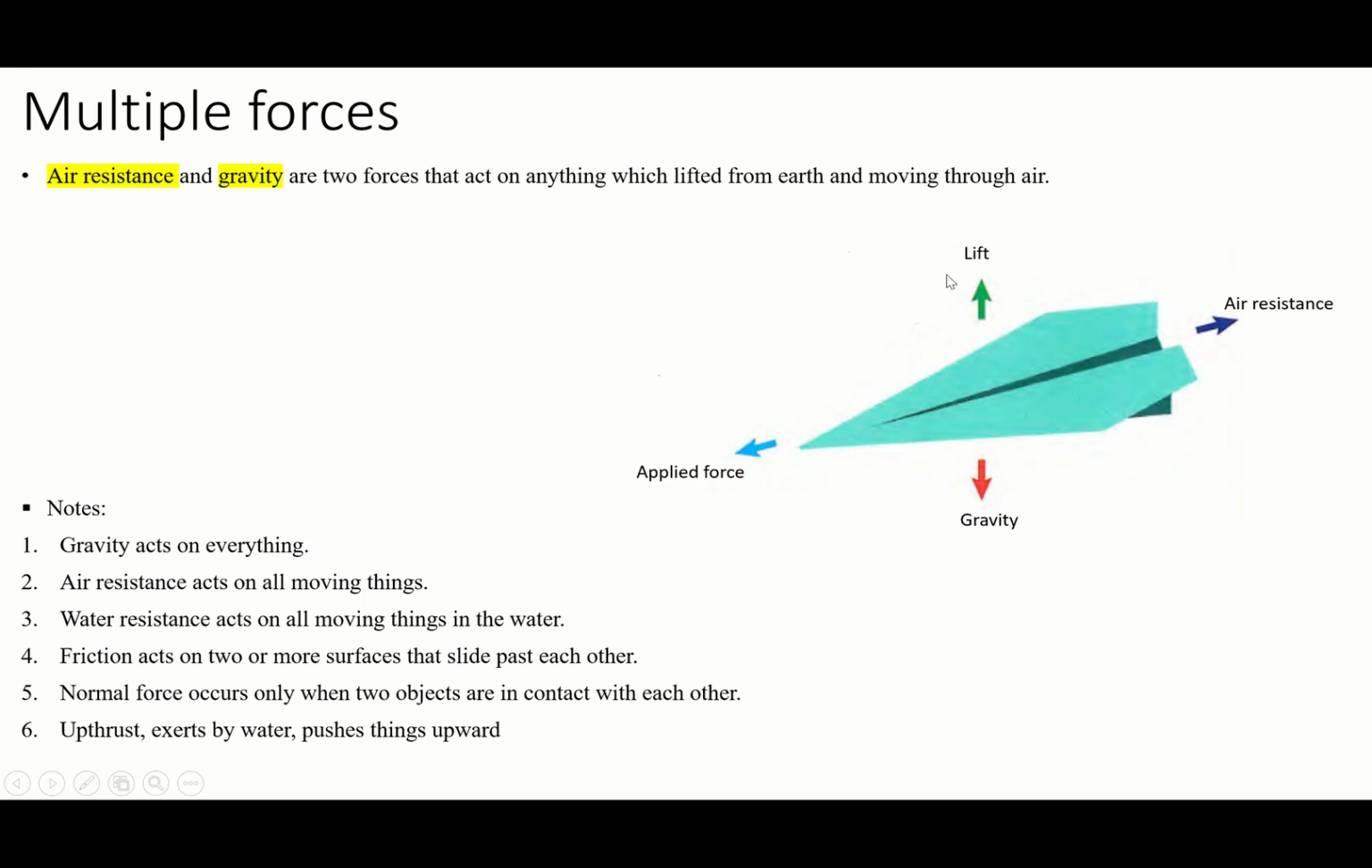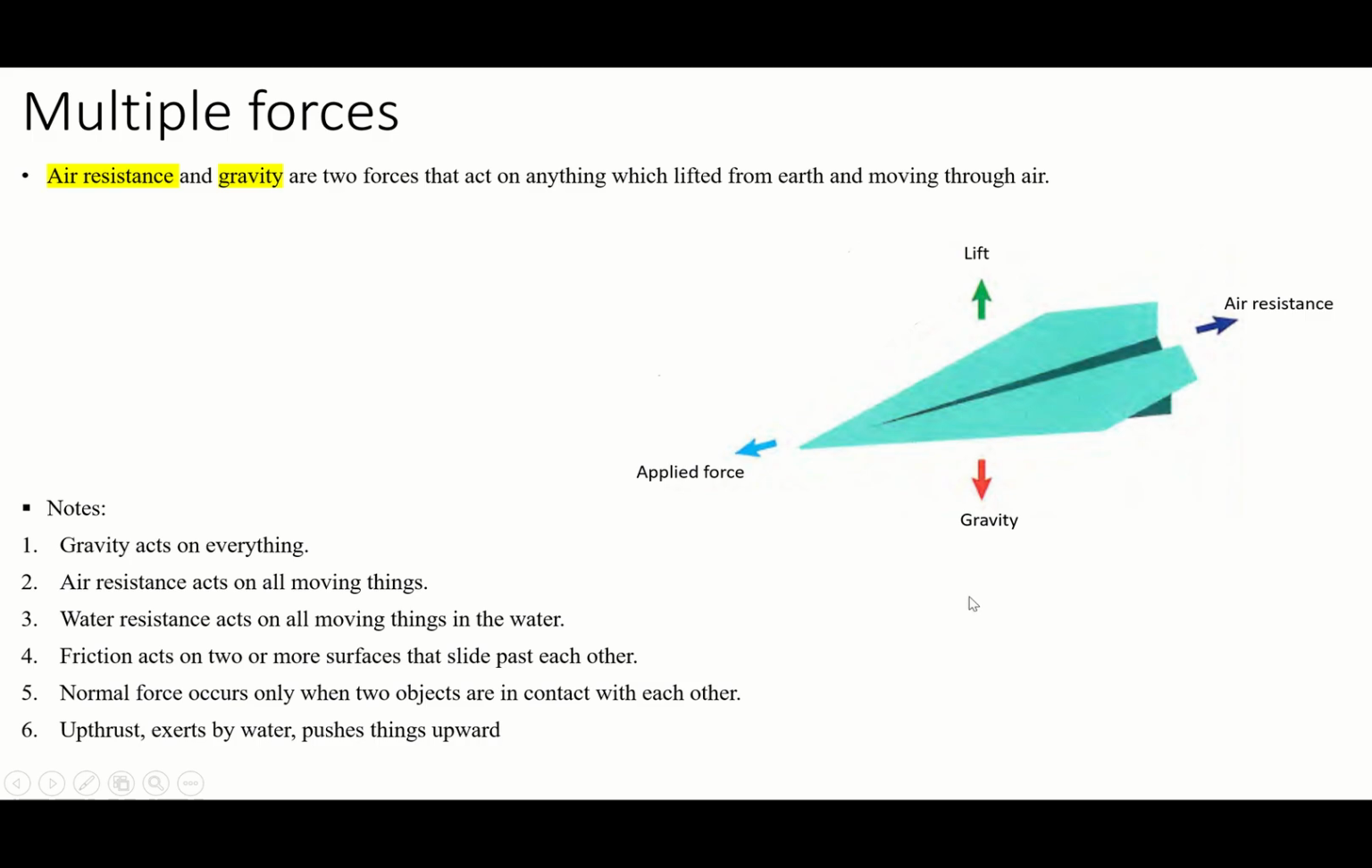But we have two more: one of them is lift, one is applied force. However the object moves, whether to the right, to the left, to any other side, up or down, the object moves this way, there is applied force to this side because something is pushing to this side. And lift is always up. Gravity is always down, guys.